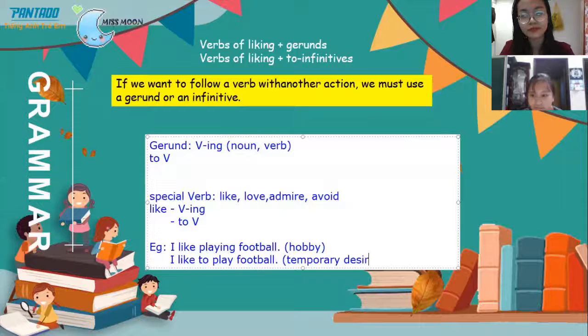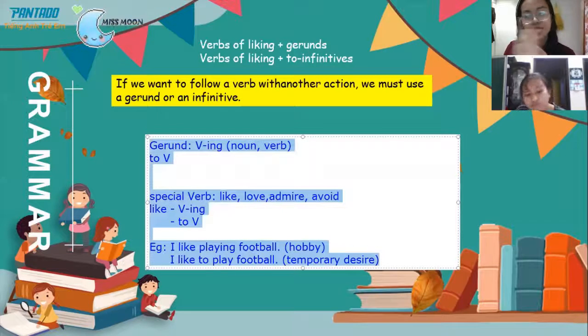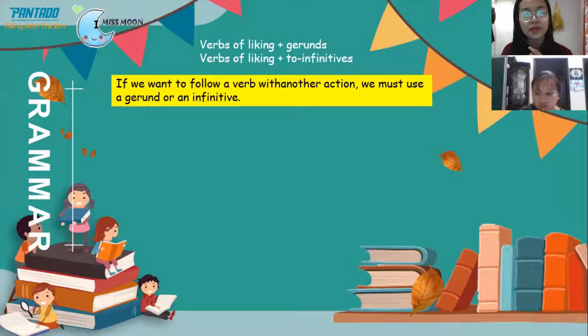Temporary means only at that time, only for a short time. You want to do this one, you want to do that one, only at that time, not a long time. But a hobby is what? Hobby is something you like today, you like tomorrow, and in the past you also liked. It's a long time that you like it. But if you use like to, it's a temporary desire, only for a short time, only at that time you want to do this. Can you understand? Yes. So for this one, refer to your book.